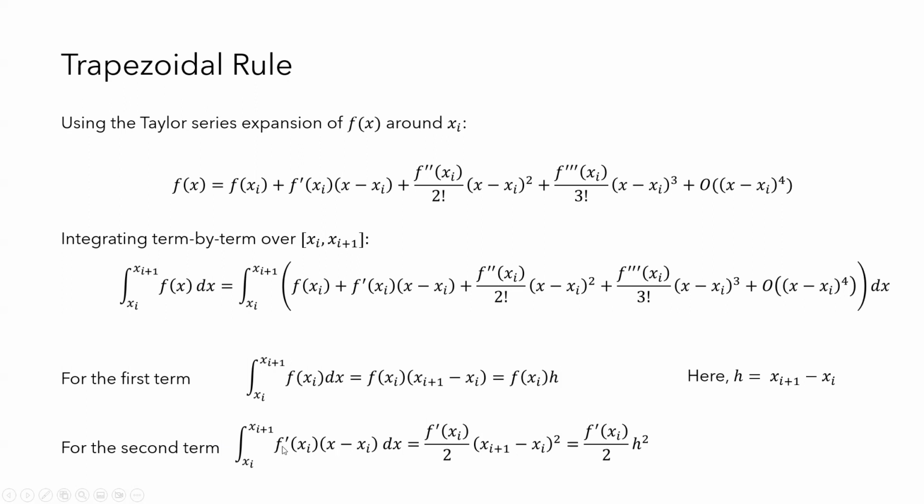So f prime of xi is the first derivative of f of x at x equal to xi. So it is a constant, and we are actually integrating this part, x minus xi. If we integrate it, we get xi plus 1 minus xi to the power 2 over 2. So finally, we get f prime of xi times h to the power 2 over 2. So this is the result.